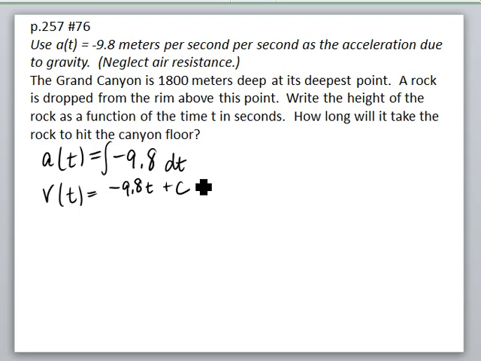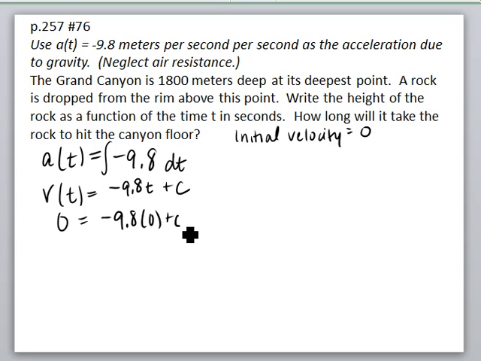Now, we do know that the initial velocity is 0. We know that because we're standing there holding the rock. So that means at time 0, the velocity is 0. So I could plug in 0 and 0 so that I can find c to be 0. So what that means is my velocity function is just simply negative 9.8 t. And I don't need to put plus c because it would be plus 0.